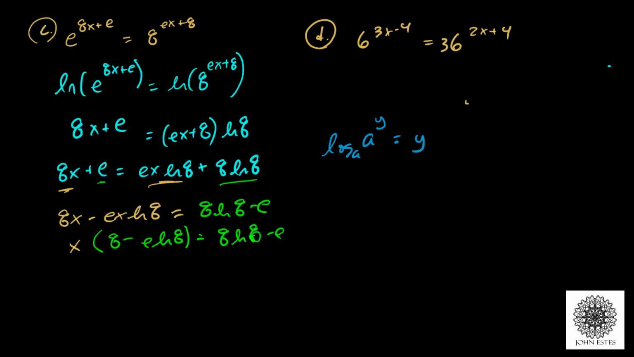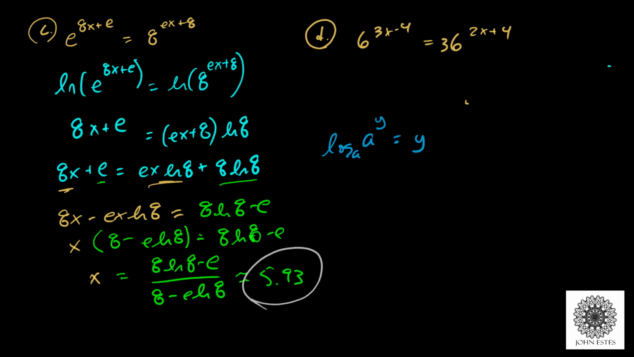It looks ugly, but these are real numbers, okay? They are real numbers. So here I get x equals, finally, 8 ln 8 minus e divided by 8 minus e ln 8. Okay, and I can put that in a calculator very carefully. And when you do, you should get 5.93 as your approximation. And I hope that makes sense. Okay, we're doing the same thing. It's just we're doing linear equations. Actually, they just look a little different.